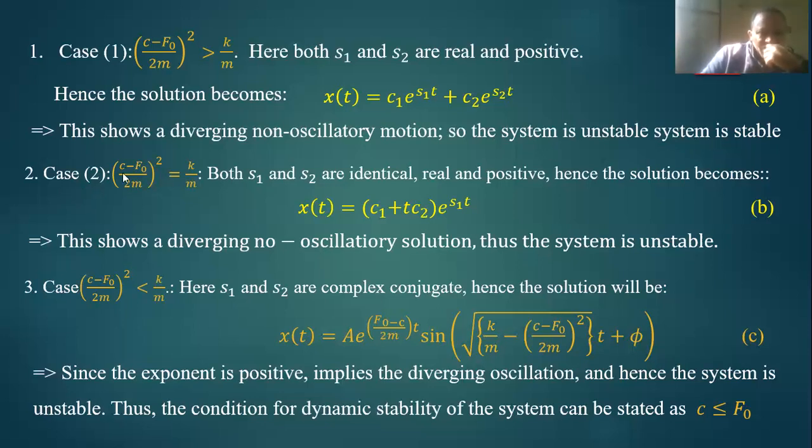Case 2: ((c minus f naught) over 2m) the whole squared is equal to k over m. In this case, both S1 and S2 are identical, which means we have only one root.